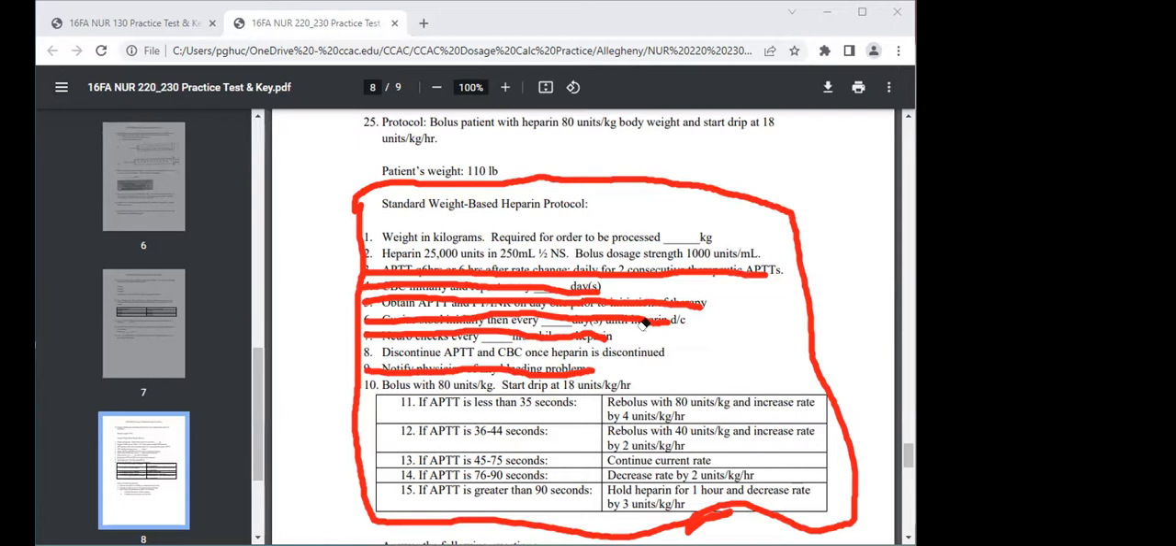It's just what's listed on the sheet. A lot of this is very obviously important for when you're actually working with a patient, but from the math perspective, we just need to know number 2, number 10, the patient's weight, and then what to do after we check the APTT.